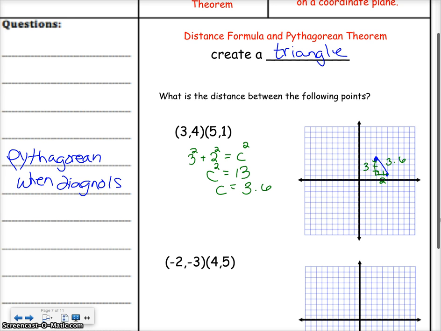So again, the goal here is that if you're going through diagonals, you have to use Pythagorean's theorem. On your homework, you're going to have some problems like this that say, what's the distance between these 2 points? Does it go through any diagonals? No, so you just count. So it would just be 1, 2, 3, 4, 5, 6. It would just be 6. Okay, so you only use Pythagorean's theorem when you're given diagonals.